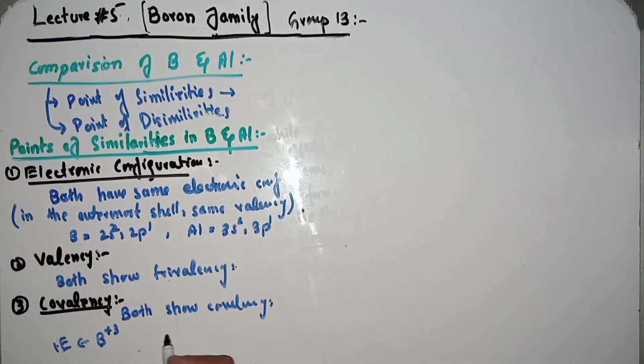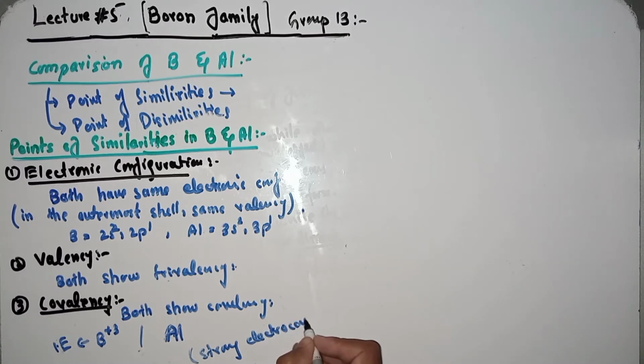While in the case of aluminium, aluminium also forms covalent compounds. It can however form electrovalent compounds when it combines with strong electron accepting species.